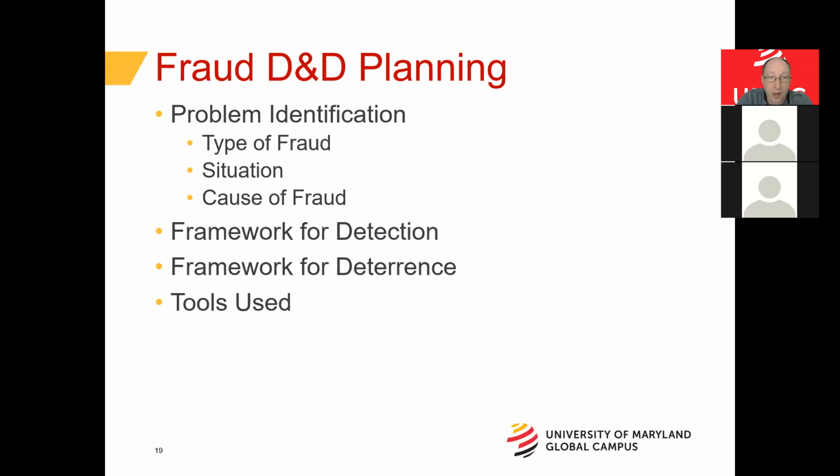Okay, so in the planning process, how do we deter fraud? How do we plan to deter fraud, right? How do we plan to deter it? When you put together a plan, you need to identify what the problem is. What was the type of fraud? What's the situation? What's the cause of fraud? Identify what the problem is. Develop a framework for detecting fraud. How do I detect it? Is it through computer database anomalies? Is it through human behavior anomalies? Is it through some type of trend or pattern that's happening in the area? How are we going to detect it?